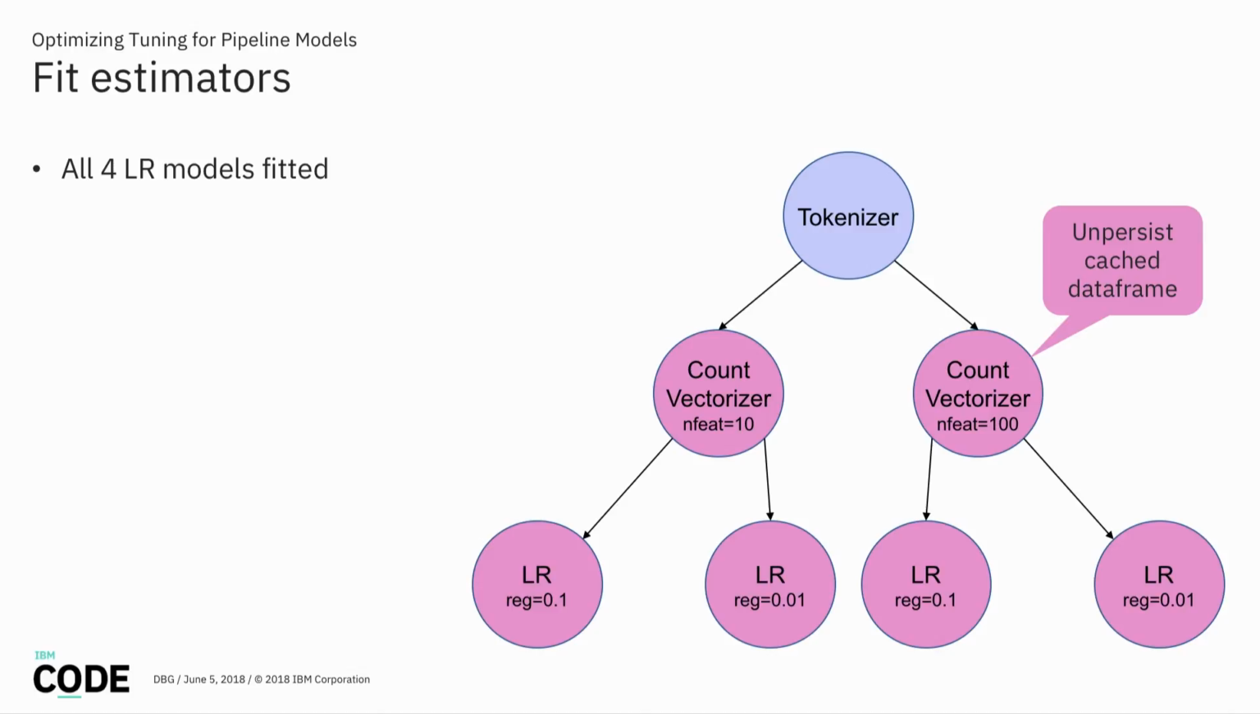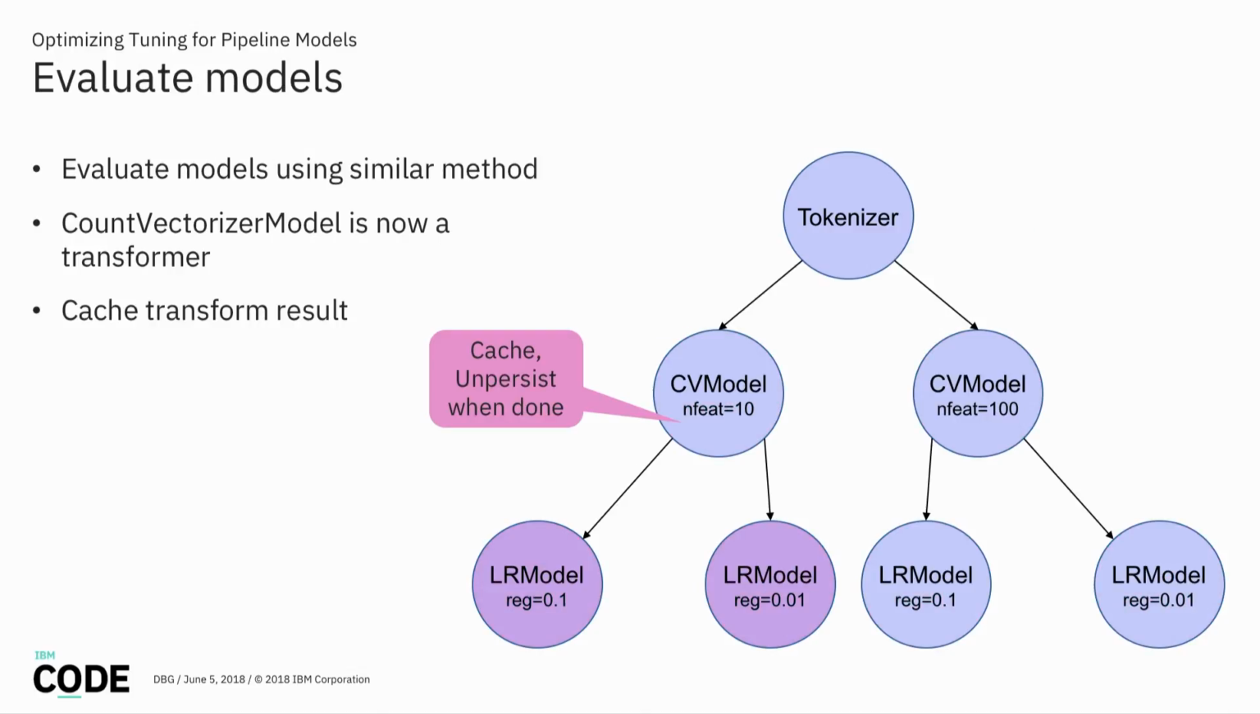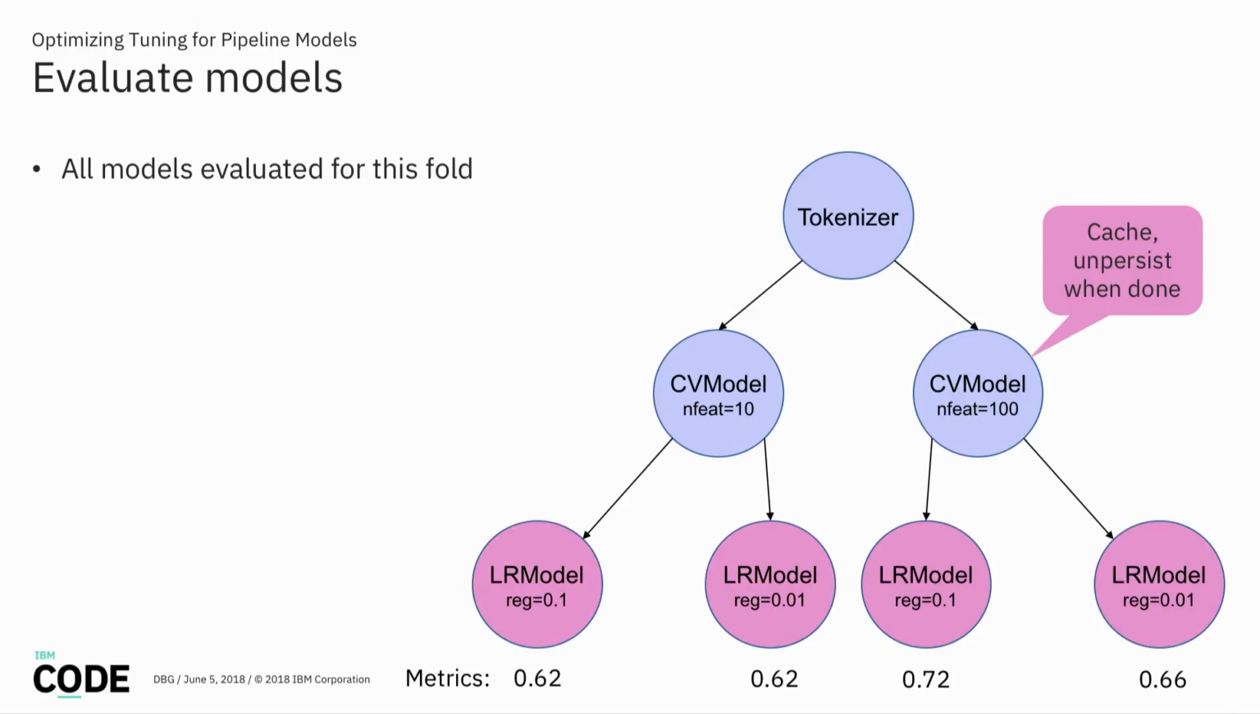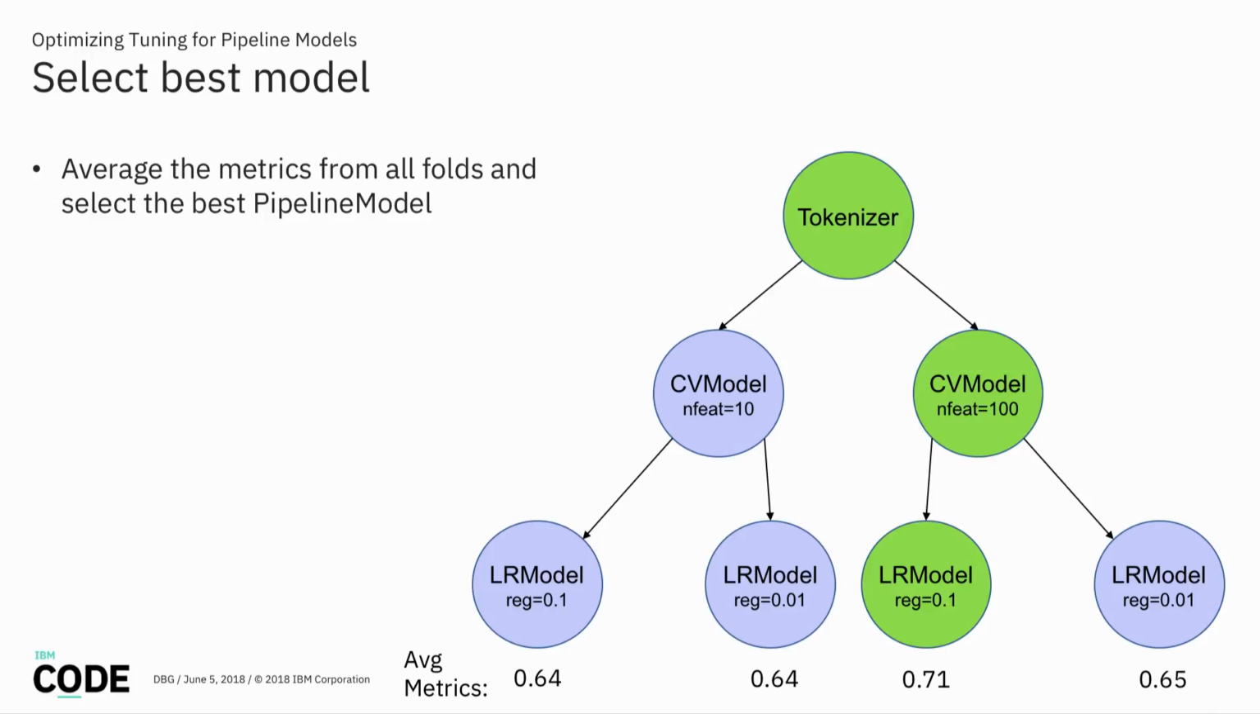And eventually, we have all our models fit, and we'll move on to the evaluation stage, which is run pretty much the same way. Only now the count vectorizer model is a transform, so we begin by evaluating the logistic regression models. And once again, we can cache our intermediate result of the count vectorizer model and unpersist it when it's done. So we wind up computing metrics for each fold of the cross-validation. And after each fold, we average these together, and we can use that to select the best model, which is highlighted in green here.